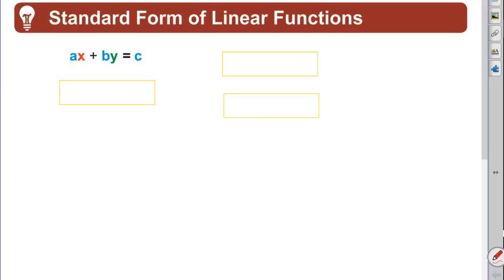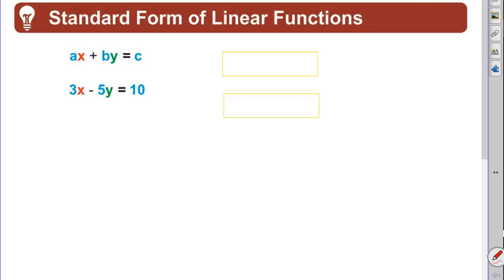All right, so this is Algebra 1, and this is standard form of linear functions. If you take a look at the standard form there, the a, b, and c are all constants. So for example, something like this, 3x minus 5y equals 10.